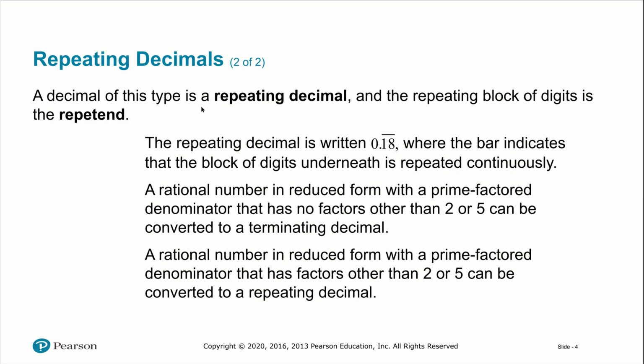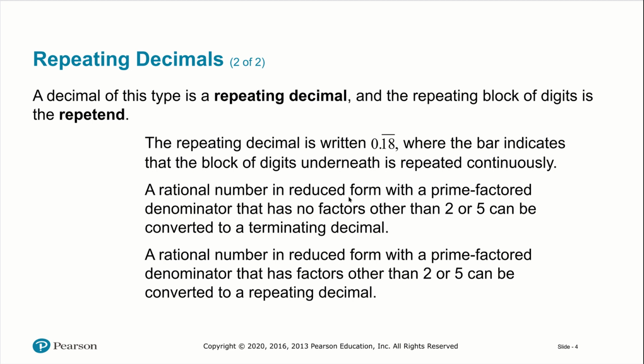So once again, a decimal of this type is called a repeating decimal, and the repeating block of digits is the repetend. The repeating decimal is written in this way with 0.18 bar, where the bar indicates that the block of digits underneath that bar is repeated continuously and indefinitely.